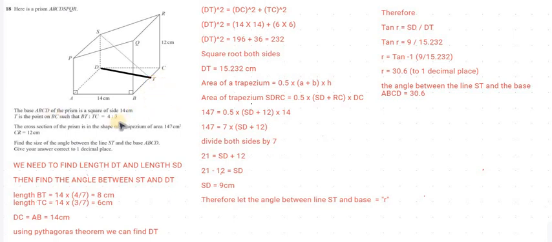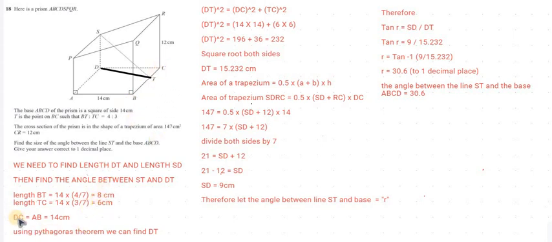There's so much important information in the question that should be underlined as you read the question. First things first, ABCD is a square. So if that's 14, that's 14, that's 14, that's 14. Second thing, T is the point on BC such that BT has a ratio to TC of 4 to 3. So BT is 4 over 4 plus 3 times 14. So BT is 8 and TC is 6, using ratios to break them down. Okay.